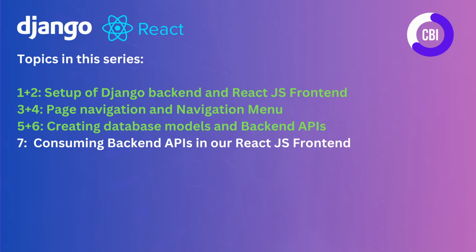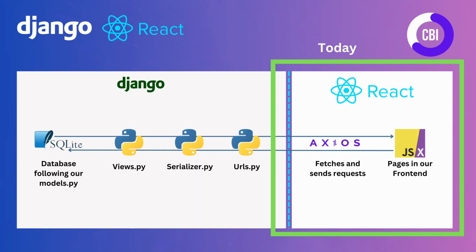Now, this is not the first video in this series. In fact, we've already done 6 before, in which we've completed some basic setup. I showed you how to make the nice looking navigation menu, and we also already started with defining the models in our backend and creating some APIs that our React.js frontend can consume. Now in this video, we're going to continue where we left off in the last video, and we're going to be making sure that we can consume the APIs that we've created in our Django backend with the React.js frontend.